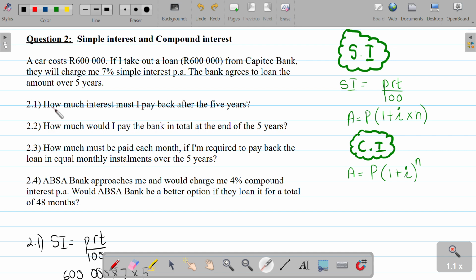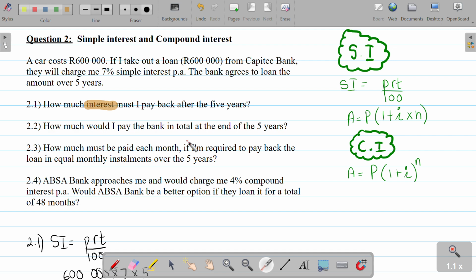It says 2.1 is how much interest. Please remember, guys, this word is so important because it's not asking for the total amount that I'll have to pay in this question. It's just asking for the interest. Okay, so let's carry on. How much interest must I pay back after the 5 years?